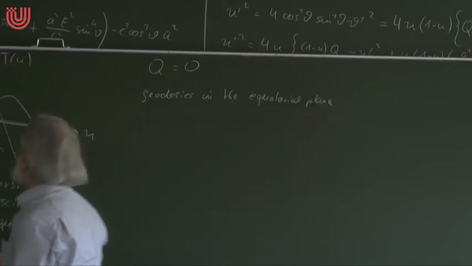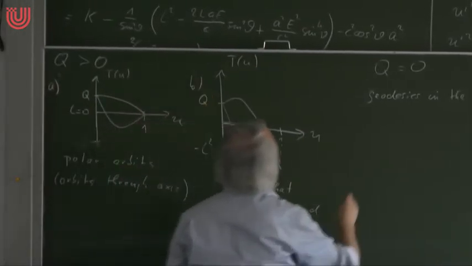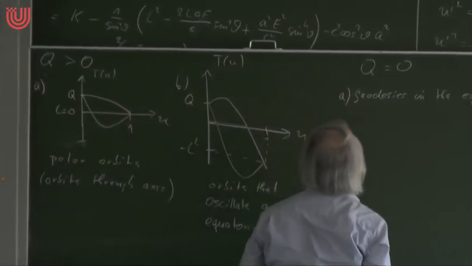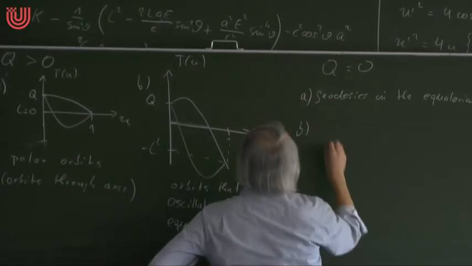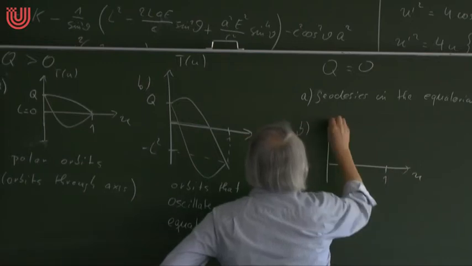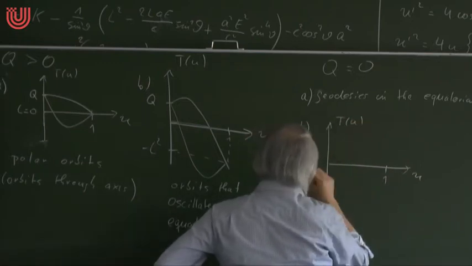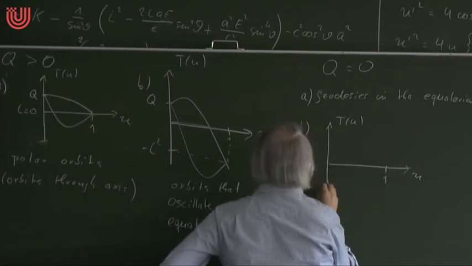So let me put it this way. This was case A, this was case B, and here again we have an A, and then we have a B. Let me see. This is my function. So it has now to end either here or here.